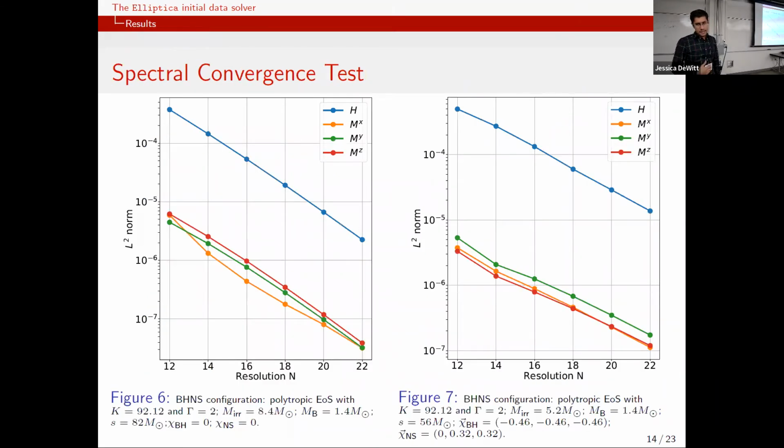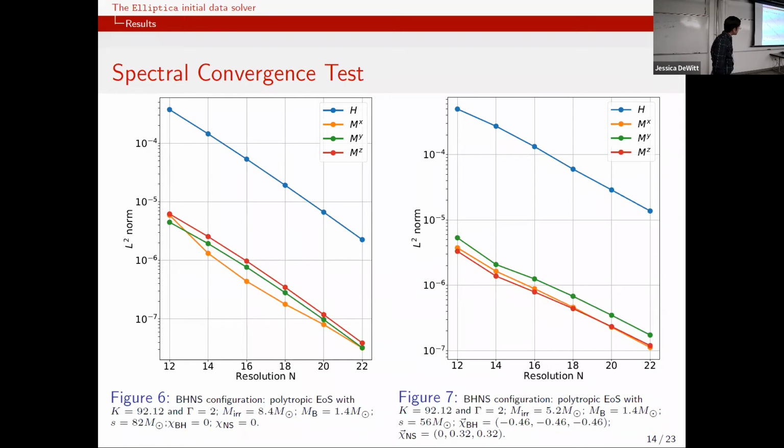All right, so let's illustrate some of the tests that we have done. Maybe the first test that one should do when dealing with a spectral code is to verify the spectral convergence of the code.